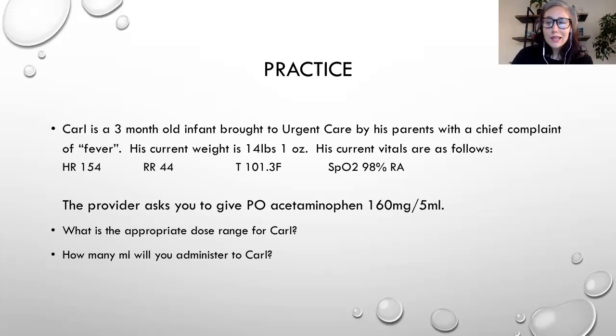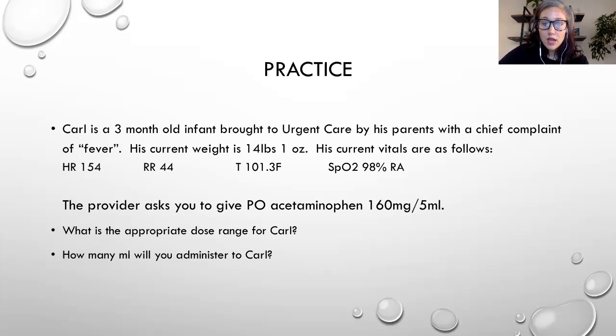So we're not getting any of the other information in here, but the provider said, hey, before we do anything else, let's get this kid some Tylenol, right? He's miserable, his fever's kind of high, so let's work on that. So they ask you to give oral acetaminophen at 160 per 5. Okay, so what is our appropriate dose range for Carl?